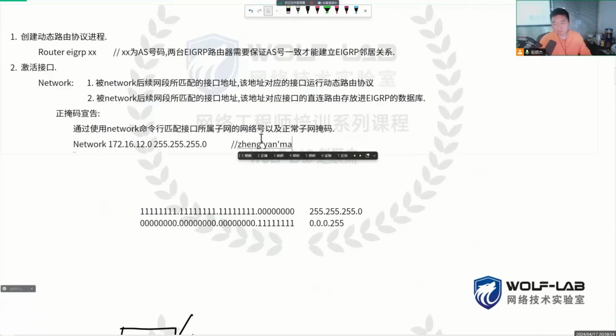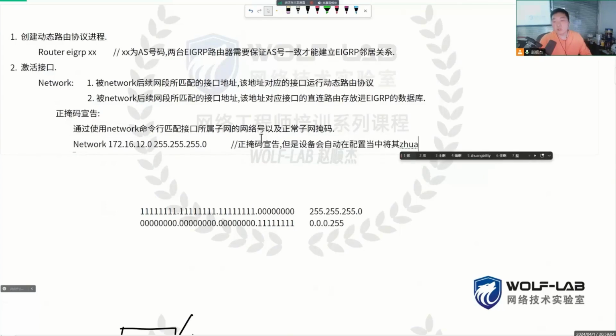So it's through the network command line, matching the network number of the subnet to which the interface address belongs, and the inverted subnet mask. To match, don't need to preface it. Suppose it's on R2. So on R2, I want to activate my interface using the inverse mask.